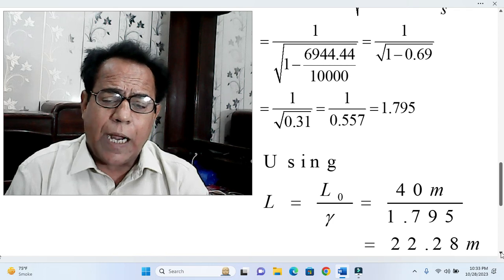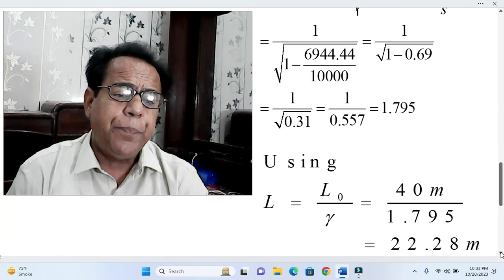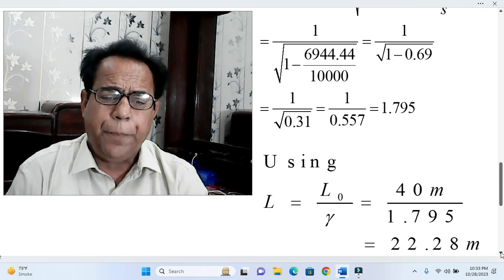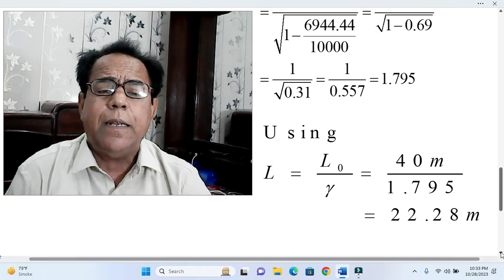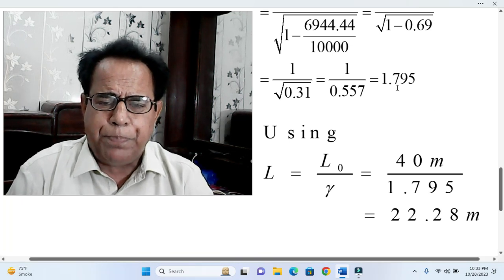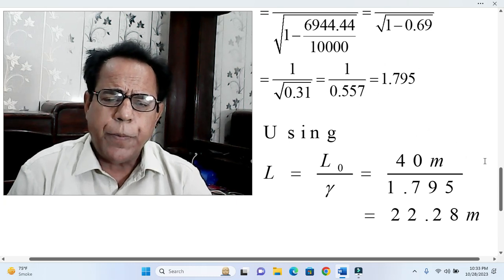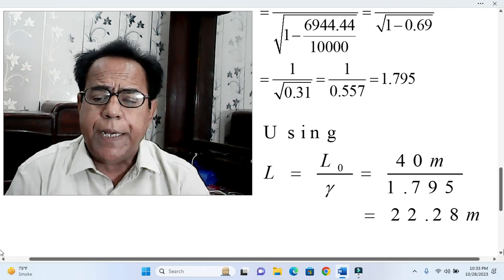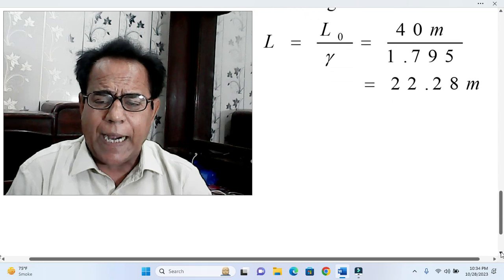Now, using L equal to L naught over gamma, okay, the length contraction expression, which has also been included in a separate snapshot regarding this topic. Okay, so L is equal to L naught over gamma. L naught is given as 40 meter, while the value of Lorentz factor gamma we have calculated in the above step, this 1.795. Okay, so this simplification will lead to L equal to 22.28 meter, 22.28 meter, and this is the end of our problem.